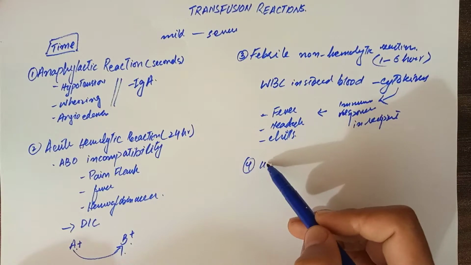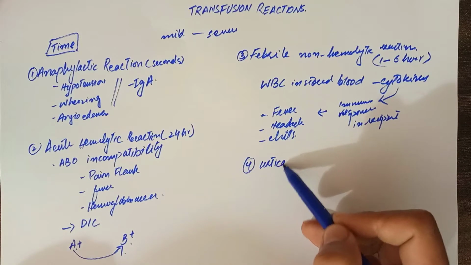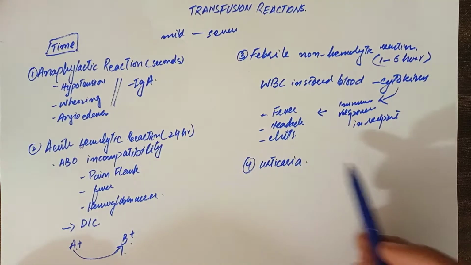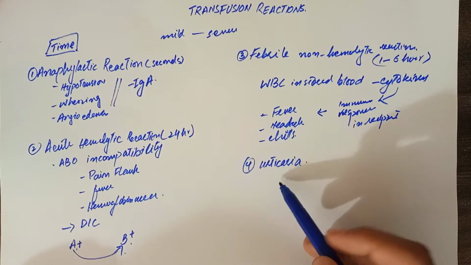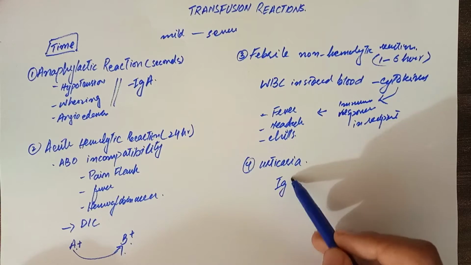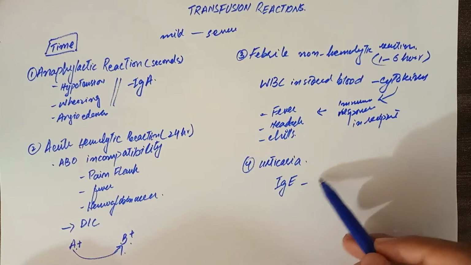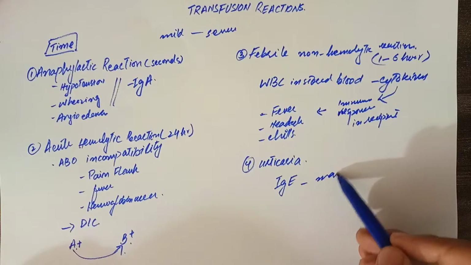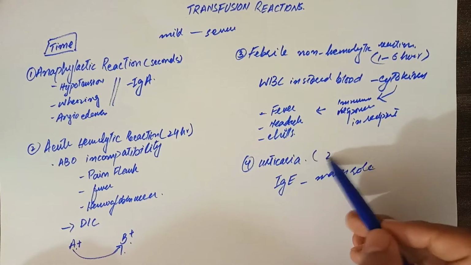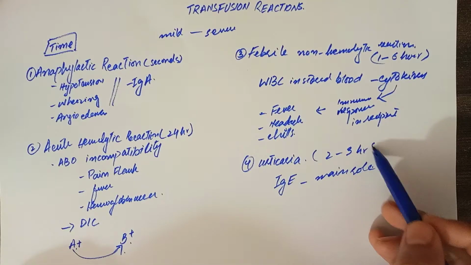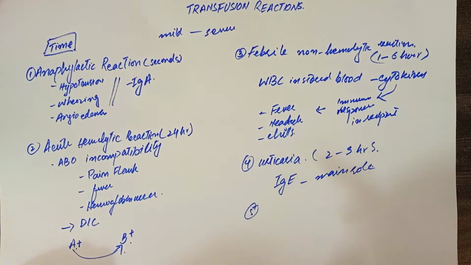The fourth one is urticaria. This is an allergic reaction, and IgE immunoglobulins play the main role in this reaction. This reaction takes place within 2 to 3 hours of transfusing the blood.